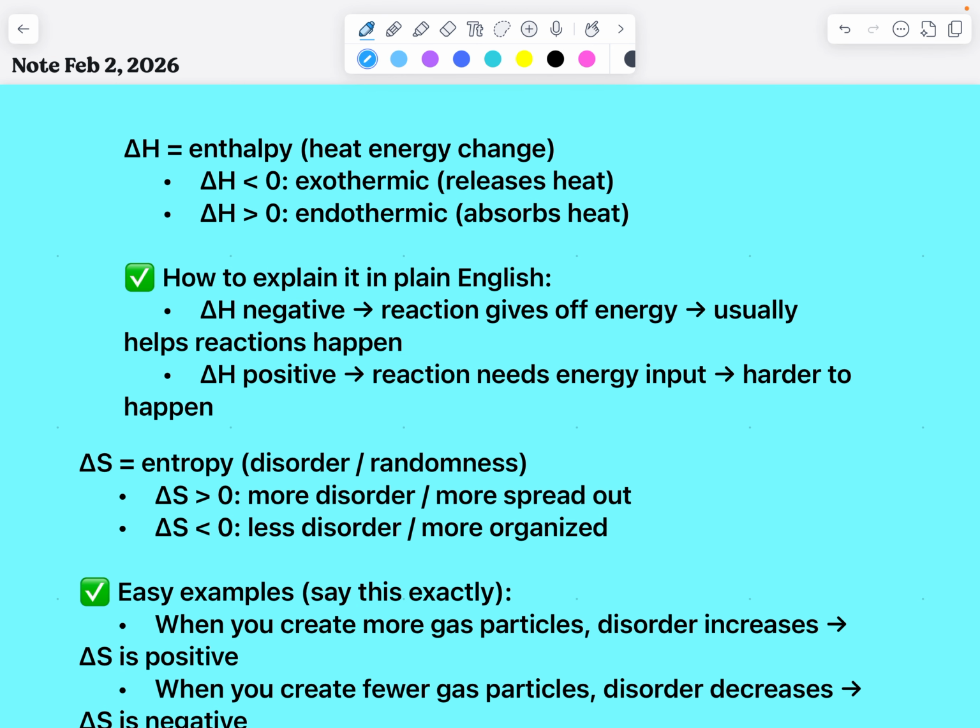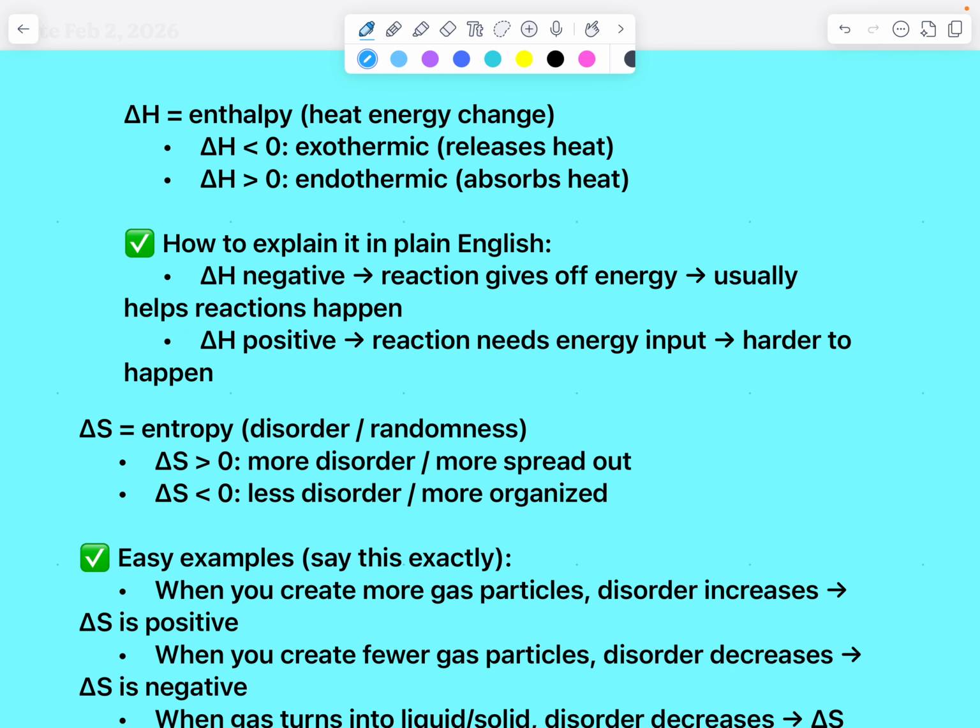So let's get started. We're dealing with delta H here, which is enthalpy. Enthalpy is your heat energy change, and the change in heat energy specifically is what I should say. Delta, this triangle, just means the difference in. Delta H is basically the reaction's heat energy change at constant pressure. Delta H is less than 0.